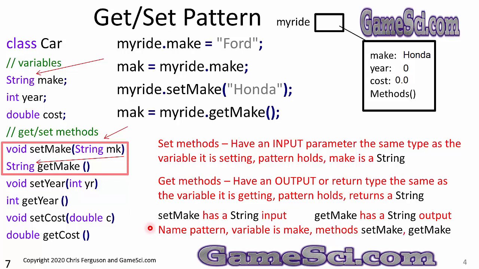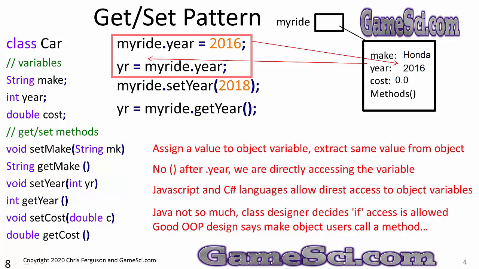There's also a name pattern going on here. The variable is named make. So we're going to call the methods setMake and getMake. I call this setMake because it sets the value of the make variable. This is called getMake because it gets the value of the make variable. Let's do it again for the other variables. But this time they'll be slightly different because the type of the variable is different.